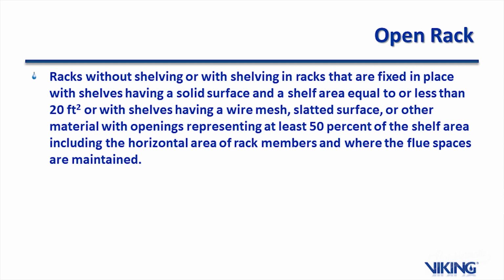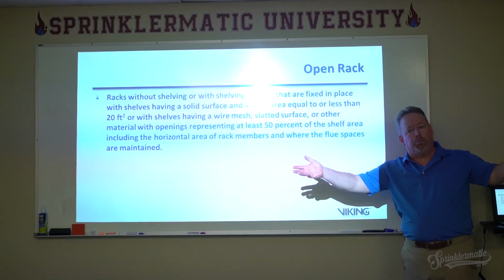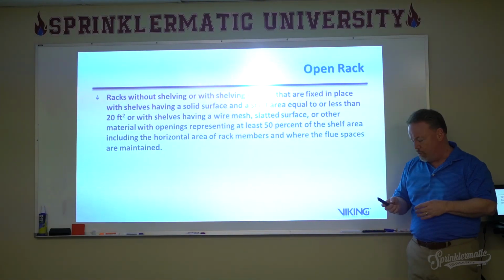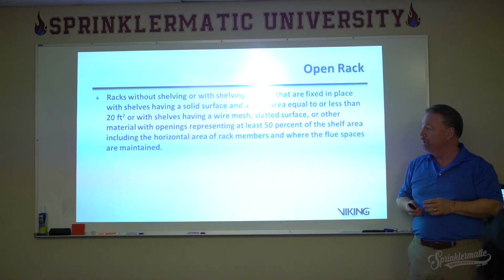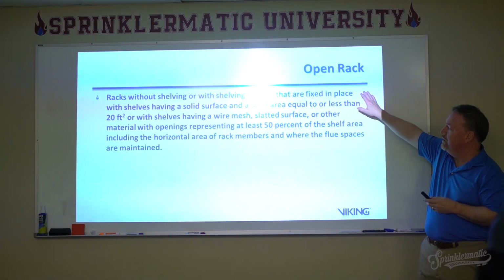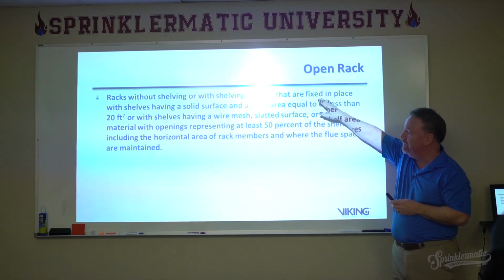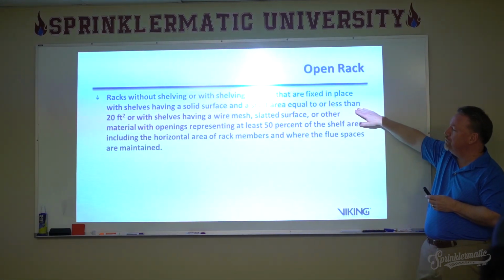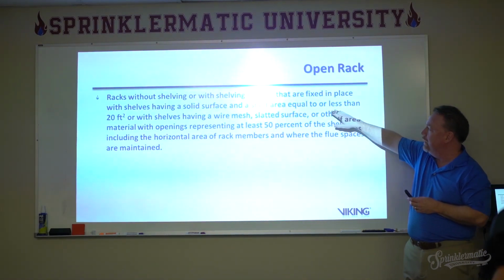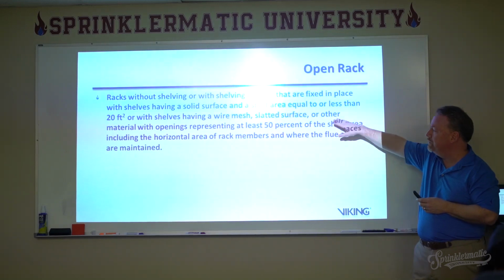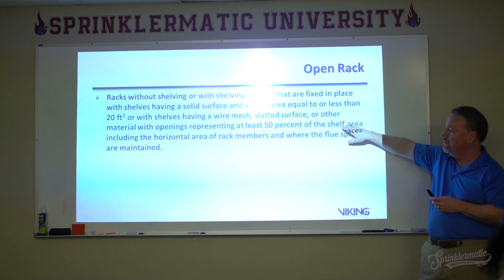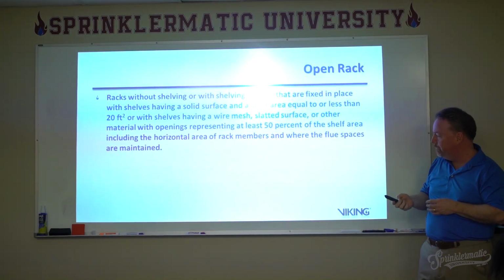The idea here is that you have a shelf. You've got to put your commodity on a shelf area, but it's open, and it allows water to flow down through it. Okay. So the big things here are that it's racks without shelving, or it might have some sort of a shelving surface, less than 20 square feet in the shelf area. It could be wire mesh, and 50% open.